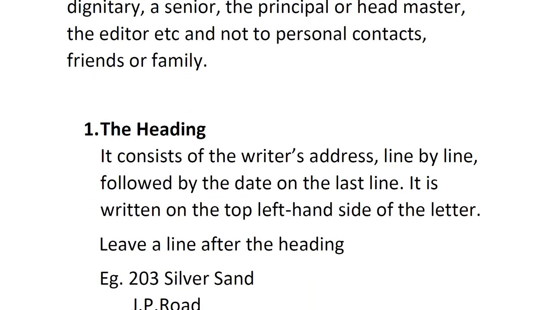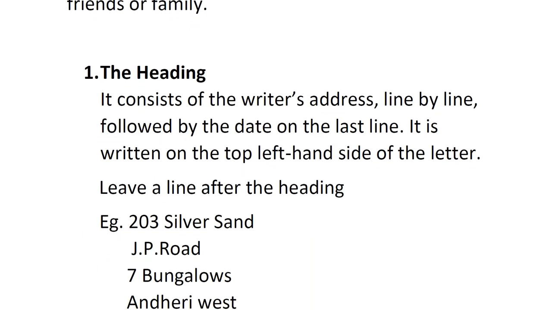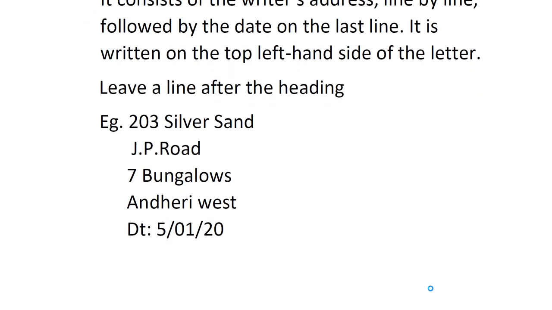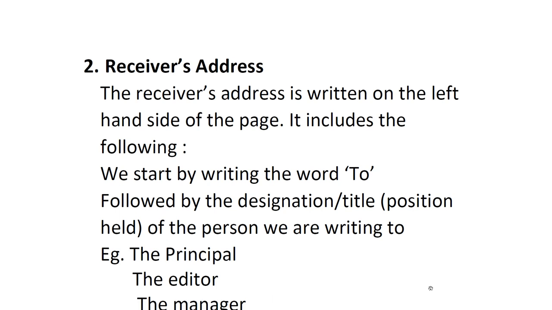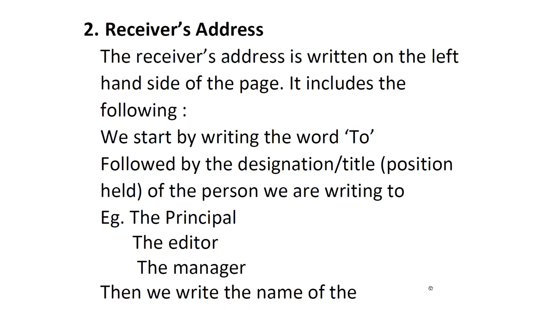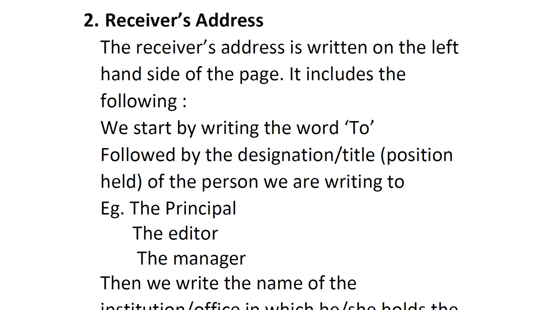The first thing is your heading. It's the same as what you had in your informal letter. It's exactly the same. This is different. Here you have the receiver's address, whom you are writing to. Now this always starts with the word 'To', and after that you write whom you are writing to, the position of the person, whether the person is a manager of a bank, a principal of a school, or the head of the post office in charge.